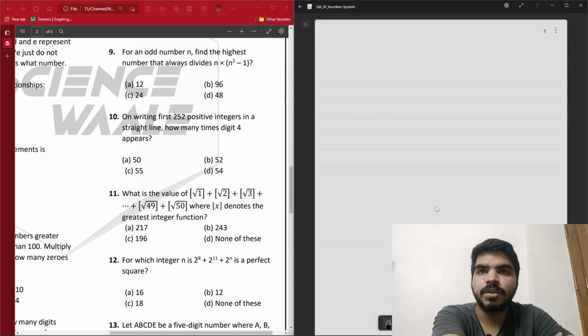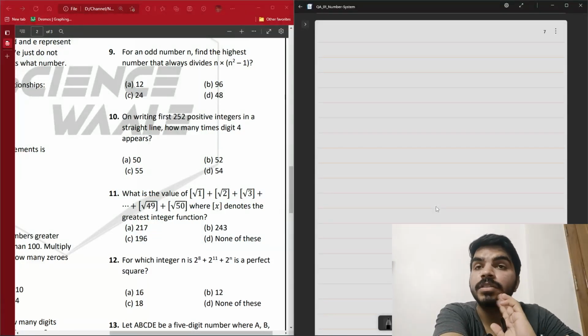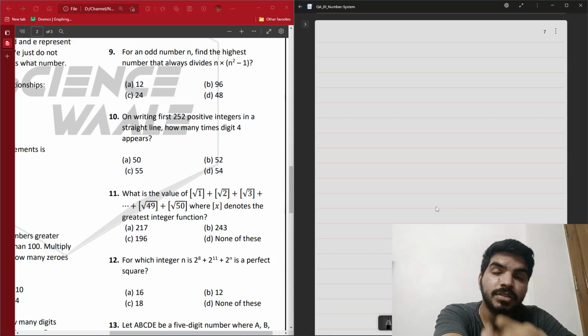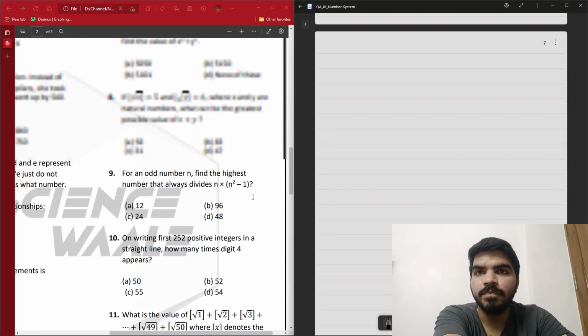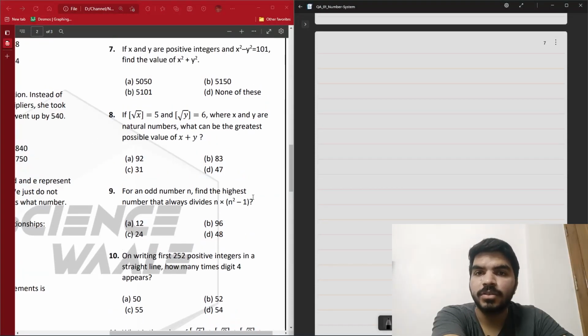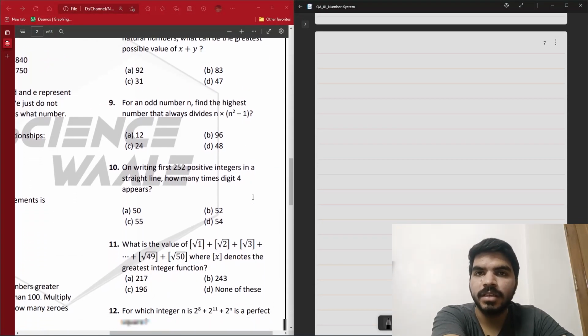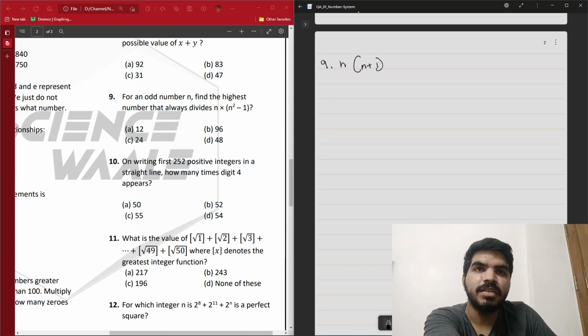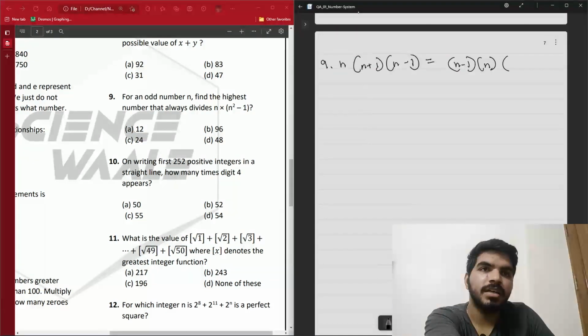Next question: for an odd number n, find the highest number that always divides n cubed minus n. Again, use the identity from the 7th one: x square minus y square is equal to x plus y into x minus y. Here also n square minus 1 is there, so we can say n into n plus 1 into n minus 1. And if you rearrange it, it will be n minus 1 into n into n plus 1.